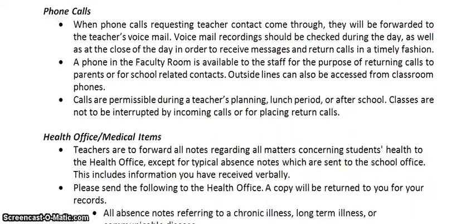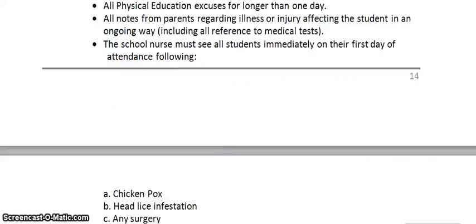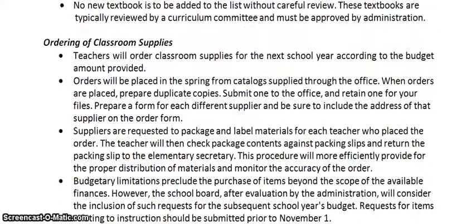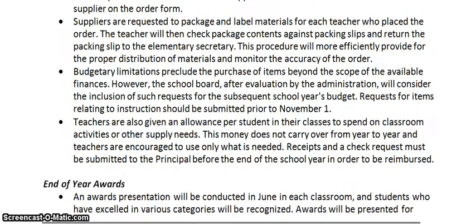And finally, on the bottom of page 15, there's an addition to the section about ordering of classroom supplies. This is something you probably know, but now it's in writing. The last bullet says teachers are given an allowance to spend in their classes per student to spend on classroom activities or other supply needs. That money has typically been $15 per student.